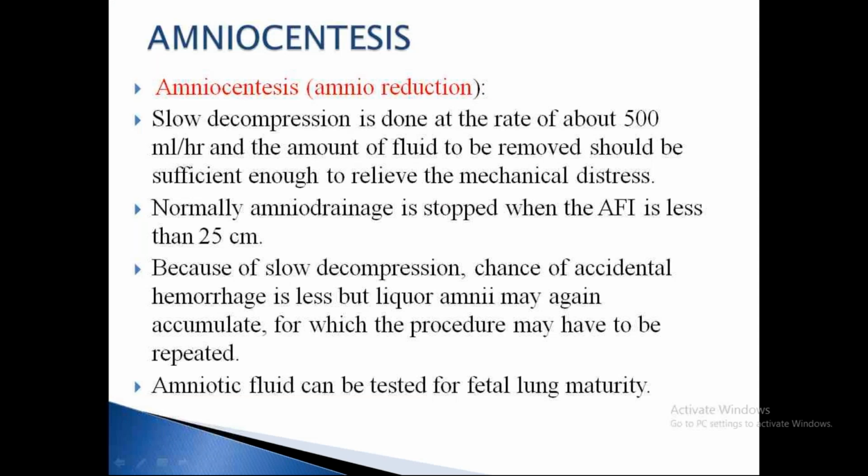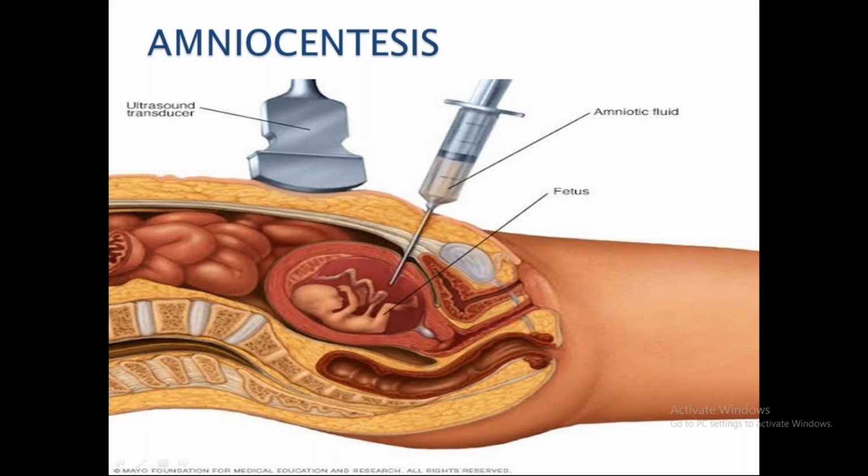What is this amnio reduction? Amniocentesis, with slow decompression, is done at a rate of 500 ml per hour, and the amount of fluid removed should be sufficient to relieve the mechanical distress. See, this is a diagram. Under ultrasonic guidance, we will remove the amniotic fluid. It should be 500 ml per hour, under ultrasonic guidance, so that we won't injure the placenta or fetus. Okay.